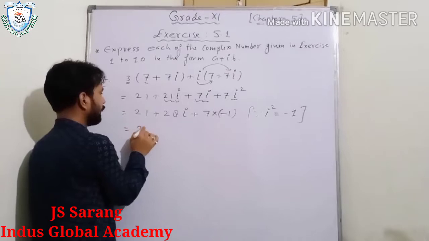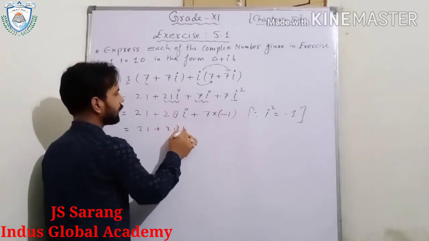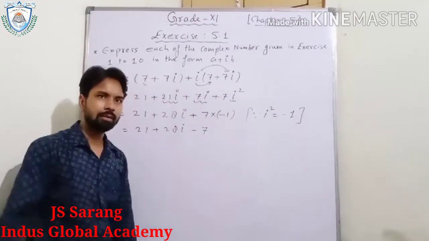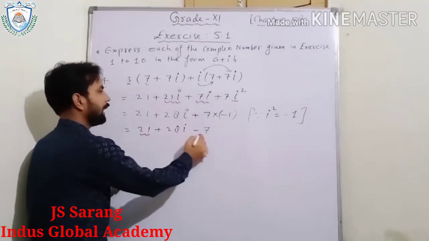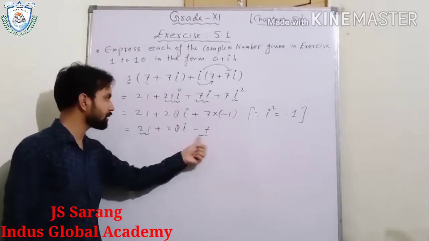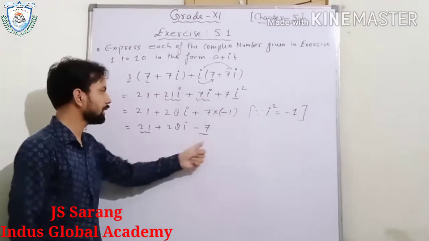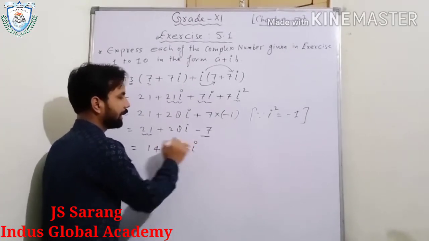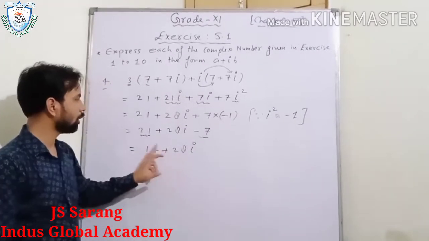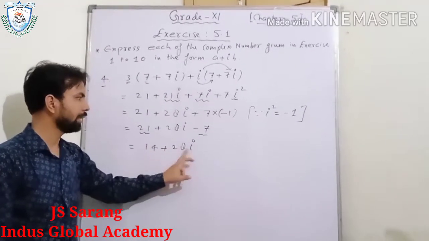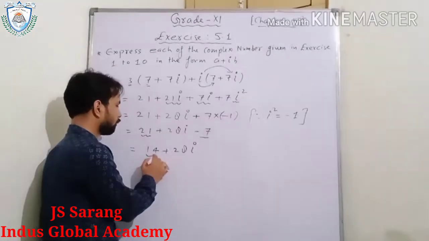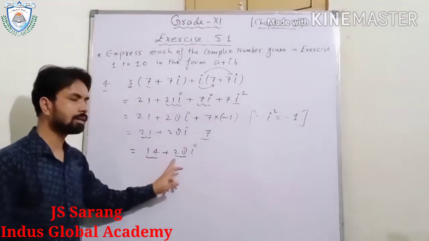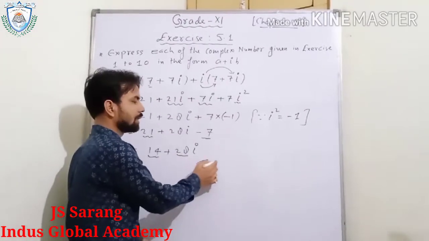Now see, 21 plus 28i plus 7 into minus 1, that is minus 7. So we have 21 and minus 7. So we will subtract 7 from this 21. 21 minus 7 gives you 14, plus 28i. Now this is in the form a plus ib, where a is 14 and b is 28. So this answer is in the form a plus ib. So this is our answer.